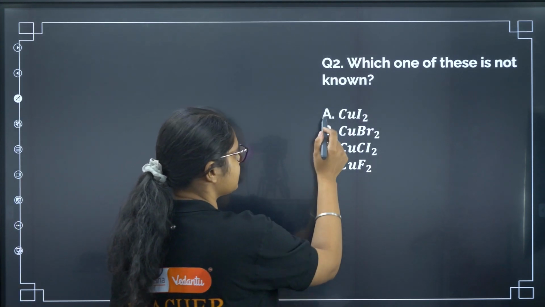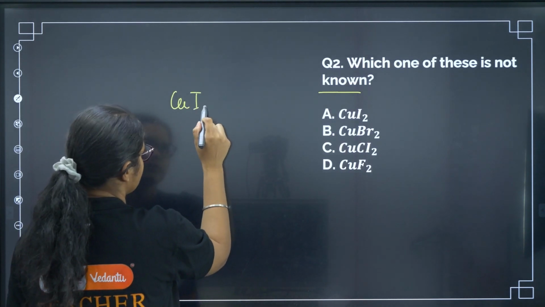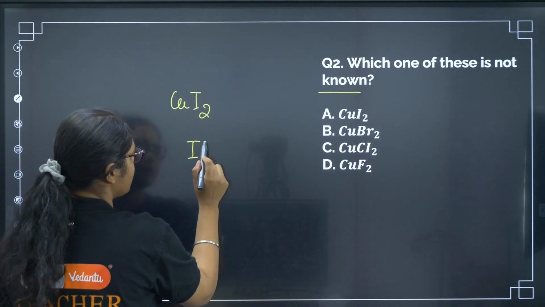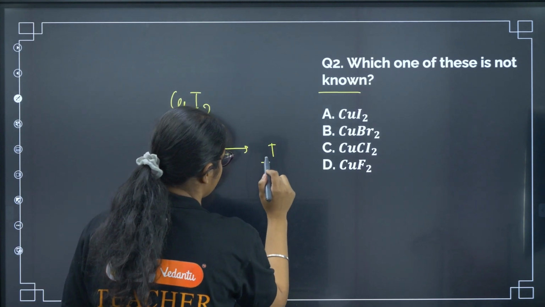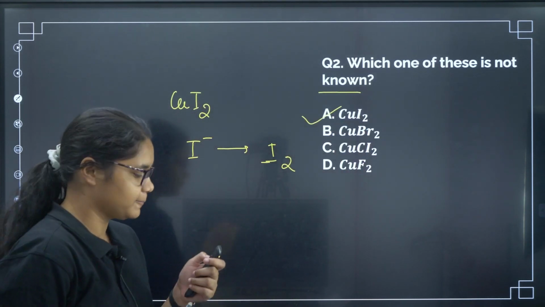Which one of these is not known? So we know for copper CuI2, this is not known because copper oxidizes I- to I2. Okay. So the correct answer for this question will be option number A.